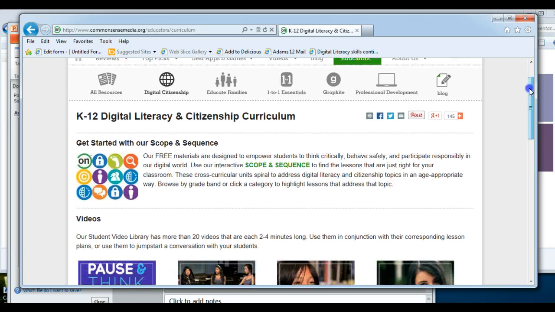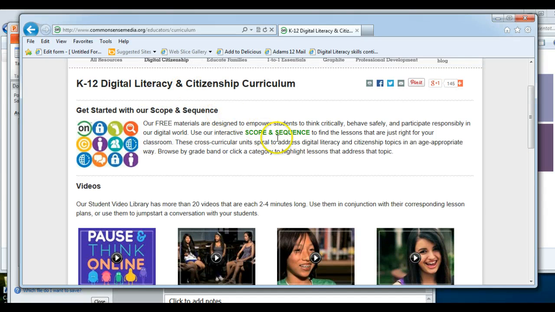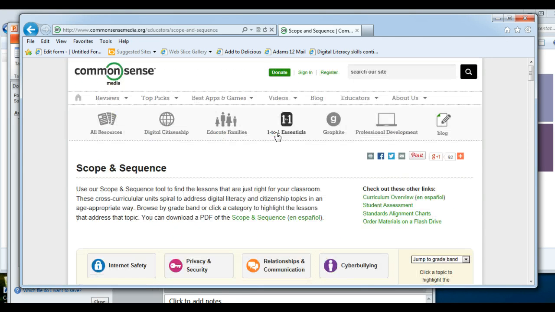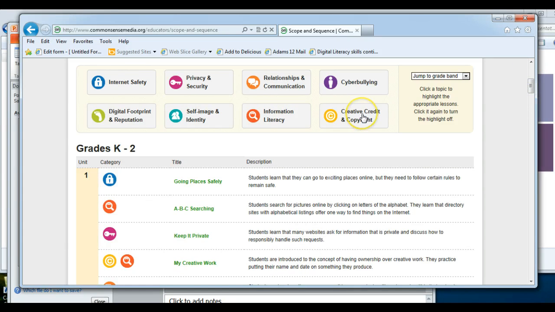They do explain about student video libraries where you can look at different things, but let's take a look at the scope and sequence to find the lessons that are right for your classroom age. What we're really talking about here a lot is creative credit and copyright, or even information literacy, relating to when you're doing research projects. So you're going to look for this icon or this icon.